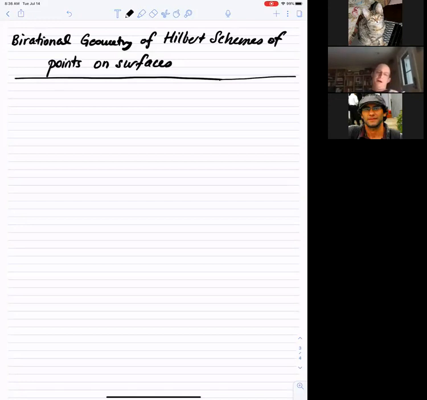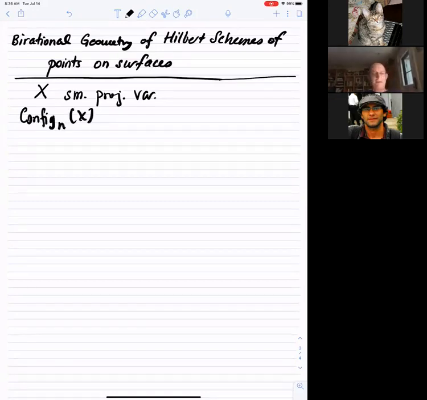So the basic problem that I'm interested in these lectures is the following. X will be a smooth projective variety. And the configuration space of X is simply the set of n unordered points on X. So it's the set of points P1, ..., Pn, such that these Pi are distinct points in X, okay?